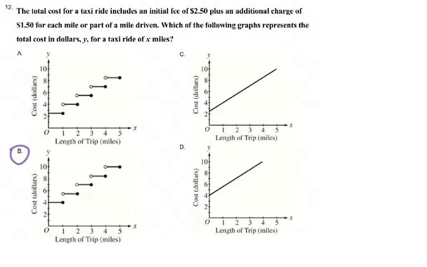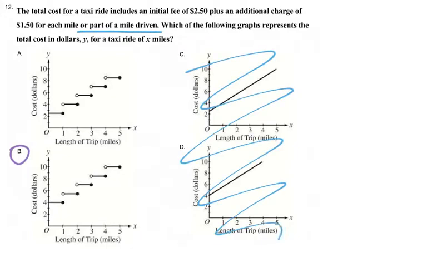This one's tricky. So we talked about this one in the study guide. So the total cost for a taxi ride includes an initial fee of $2.50 plus an additional charge of $1.50 for each mile or part of a mile. Because it says part of a mile, it's not going to be C or D. Those are linear functions.